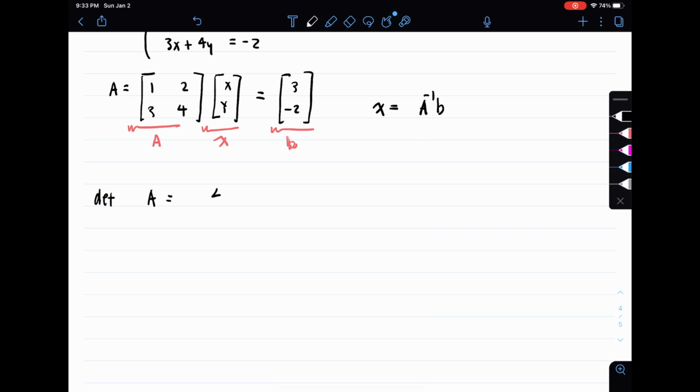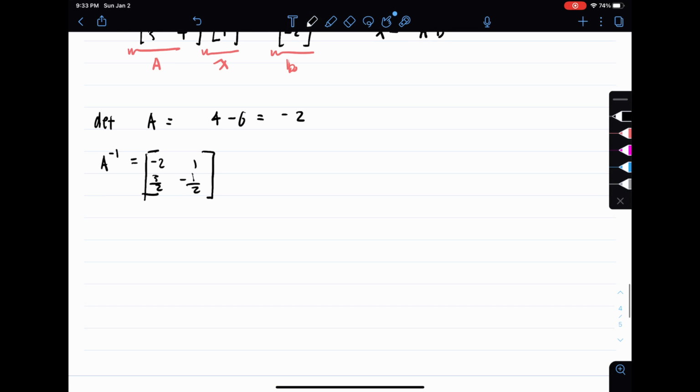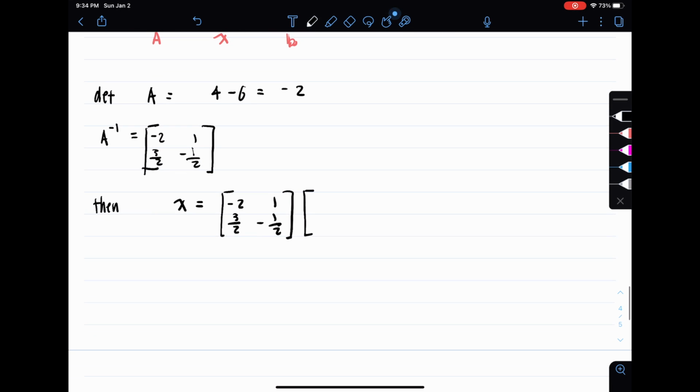So how do we find this? Well, we first find the determinant, which equals negative 2. This will be the exact same matrix we found in the previous example, so it would be pretty easy for us to find the inverse. And then we simply multiply it by B, which will give us [negative 8; 11 over 2].